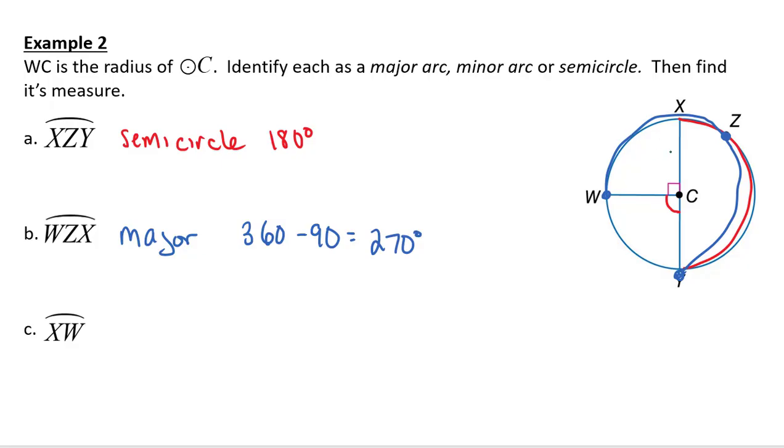Lastly, XW. Here, I have a right angle, so that is a minor arc, and its measure is 90 degrees.